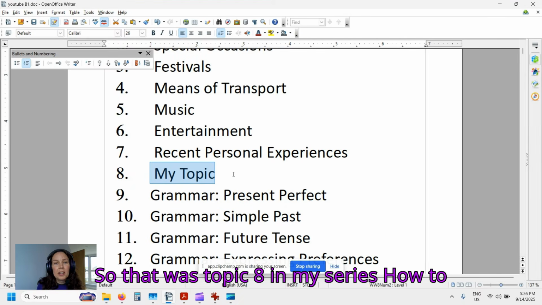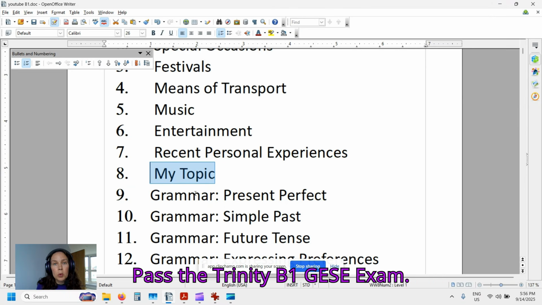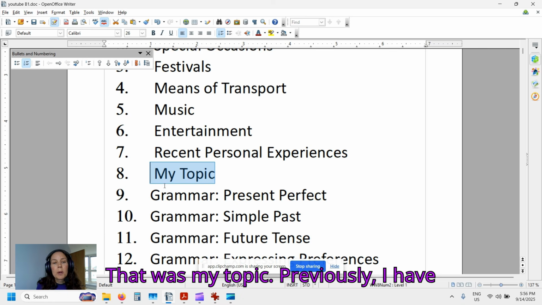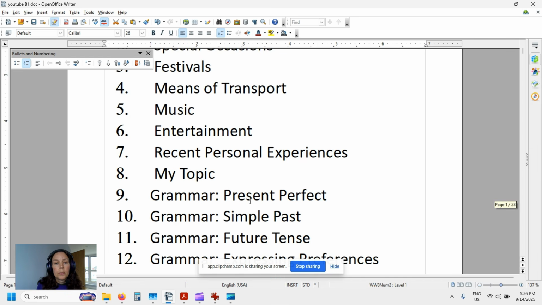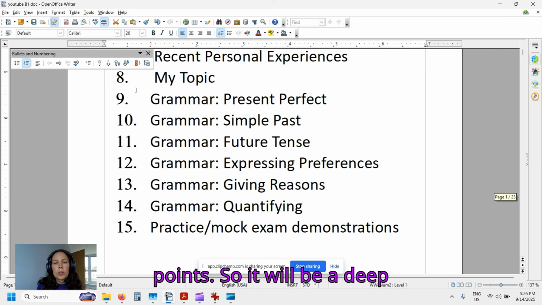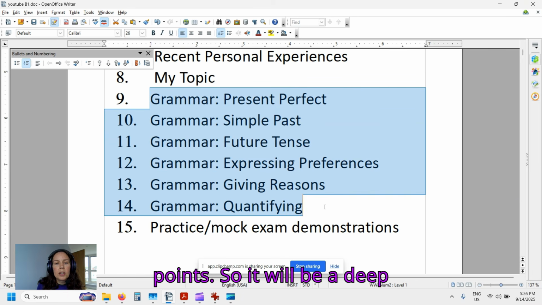So that was topic 8 in my series, How to Pass the Trinity B1 GESE exam. That was my topic. Previously, I have covered the examiner topics. We did the overview. Our next topics will be the grammar points. So it will be a deep dive into the grammar points.